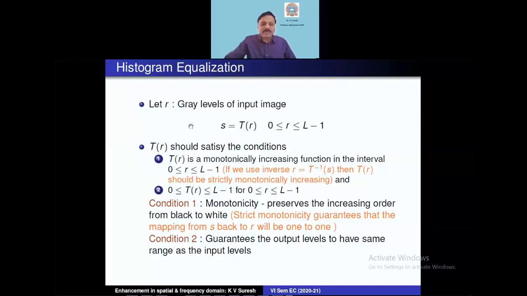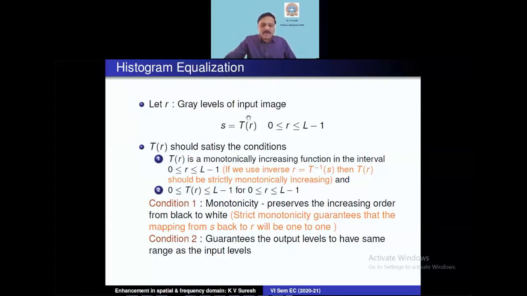To discuss this, we need some little mathematics. The equations are simple, so it is easy for you to understand. Let us assume that r is the gray level of the input image. What I am trying to do in histogram equalization is transform these pixel values into a new pixel value s. So I use a transformation function, and whenever r lies in the range of 0 to L minus 1, I expect the range of s to be the same.